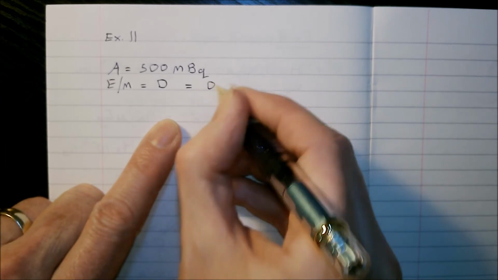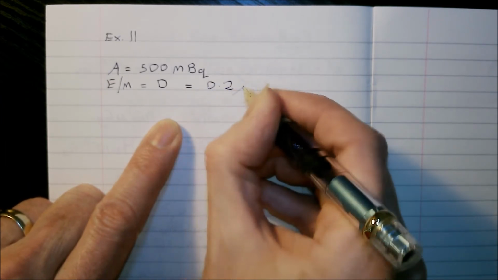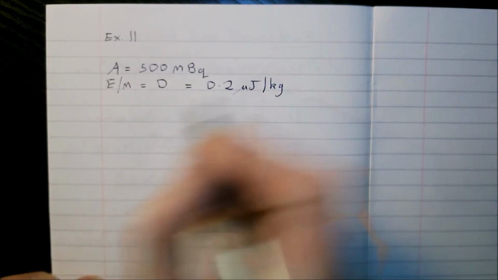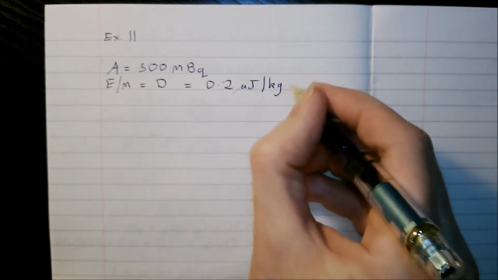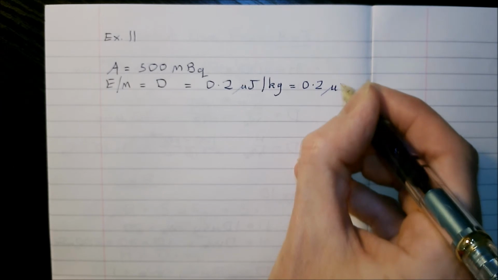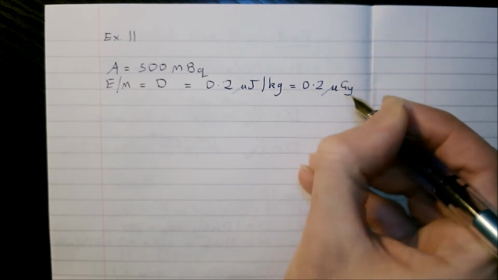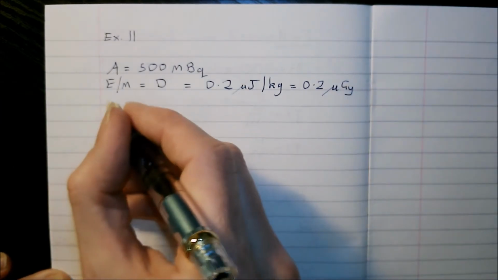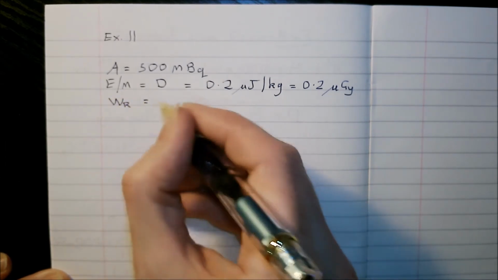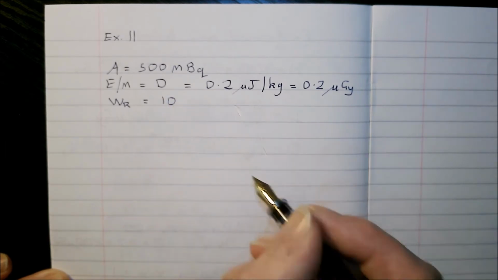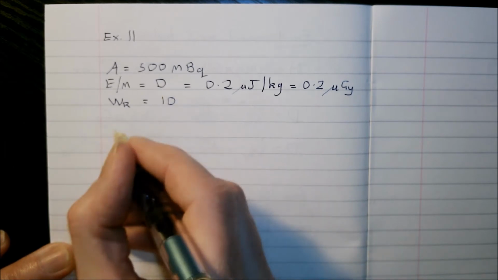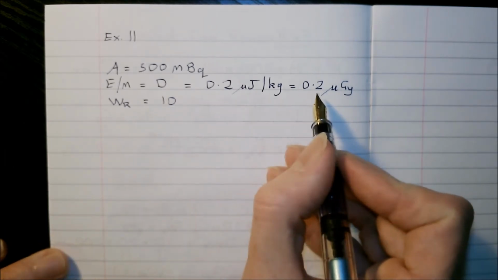which is 0.2 microjoules per kilogram. And following the formula, energy divided by mass, that is the same as 0.2 micrograys. That's just the definition of the gray. And the third piece of information we've got here is WR, the radiation weighting factor of 10. So we can go ahead and work out the absorbed dose. Well, we've already done the absorbed dose, which is 0.2 micrograys.